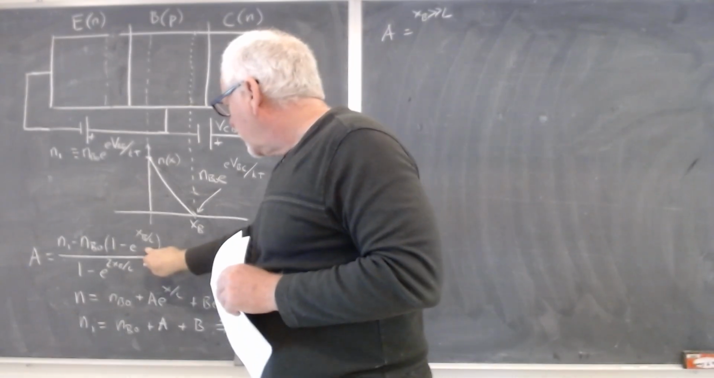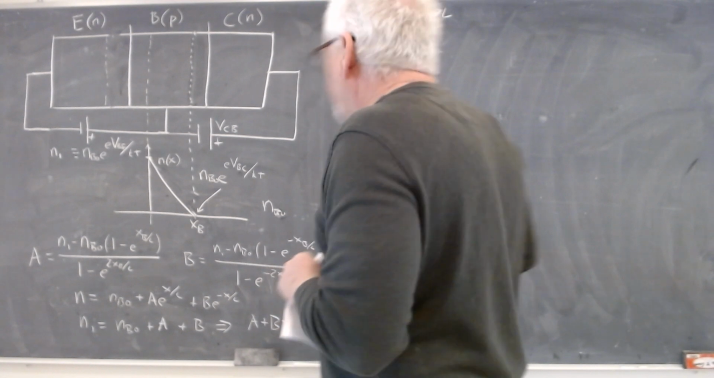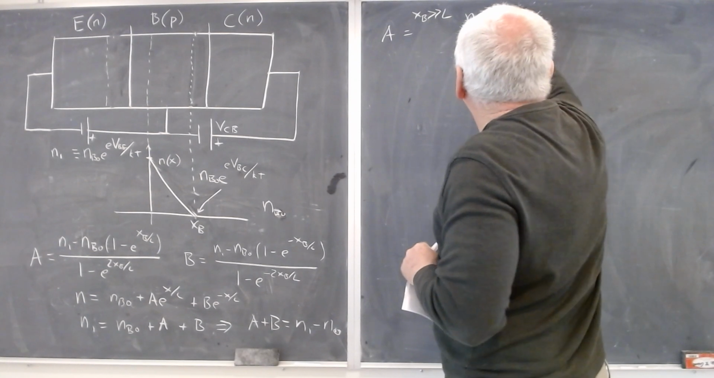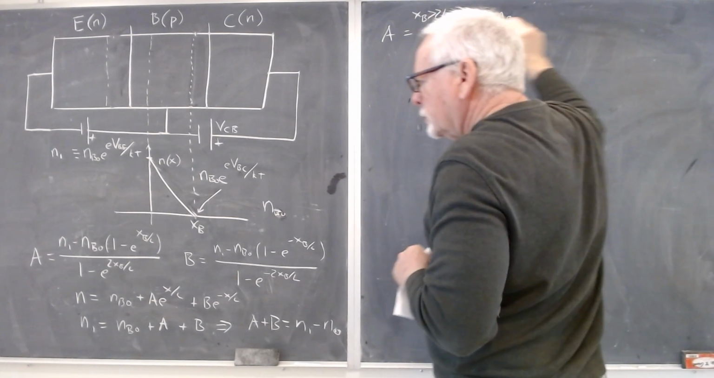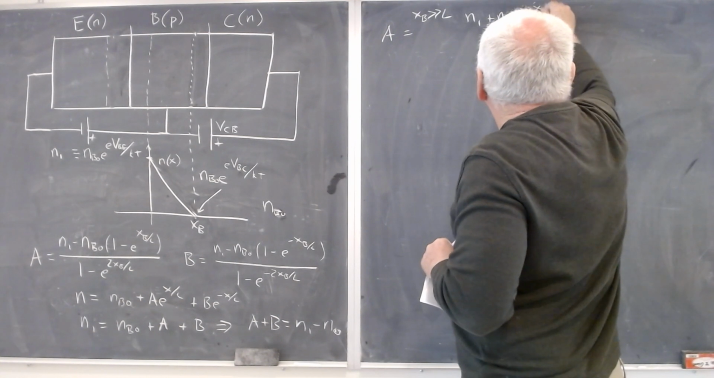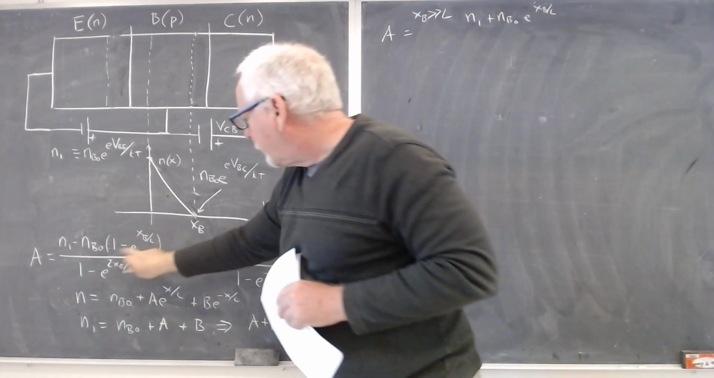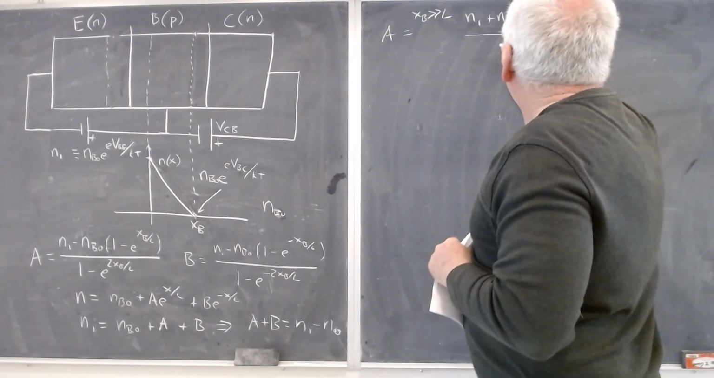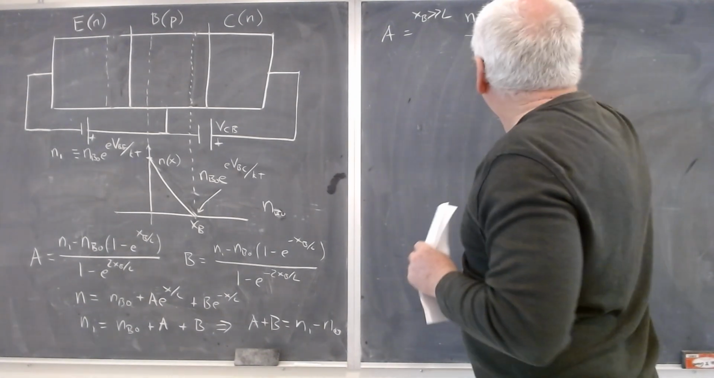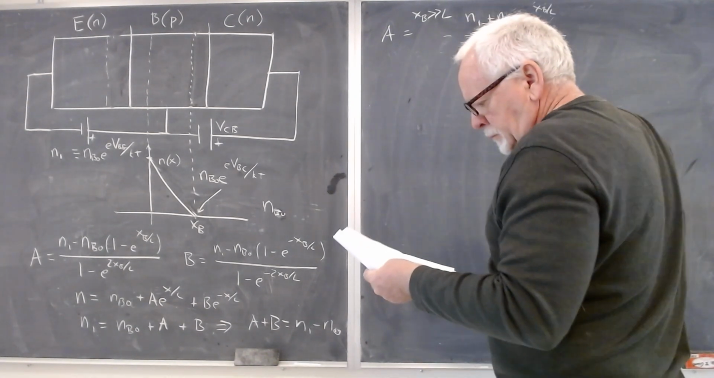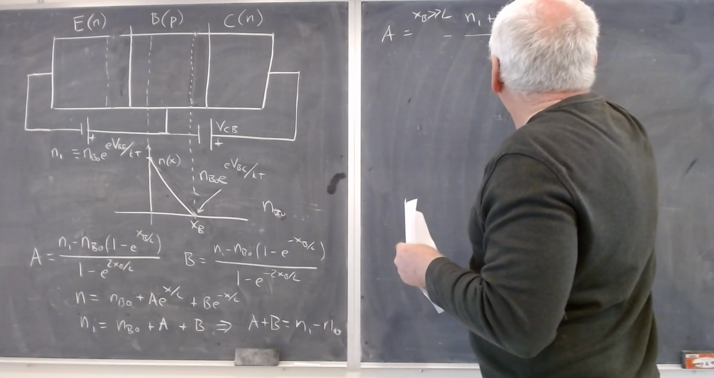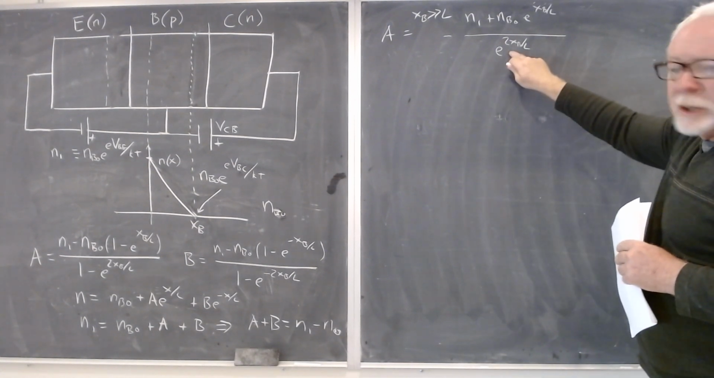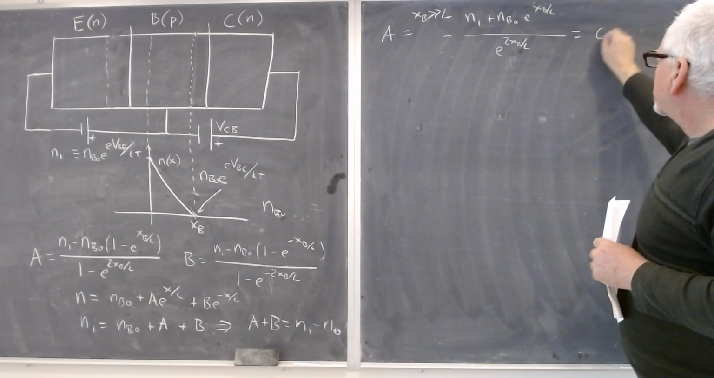So A, this is going to start dominating. So that's n1 plus nb0 e to the xb over L, because that's now much bigger than 1, over negative e to the 2 xb over L. And if you look at this, that's the square of something big, so that's going to become 0.